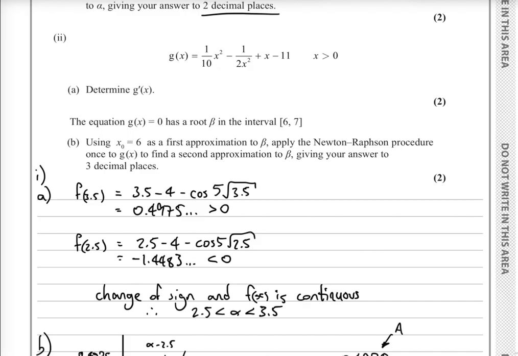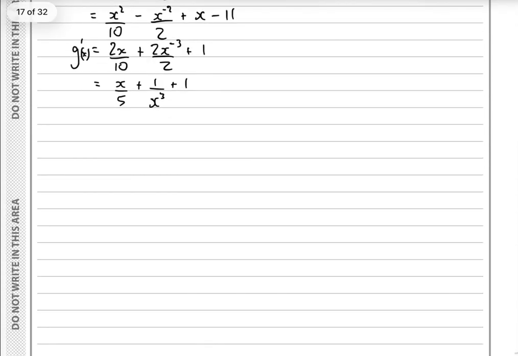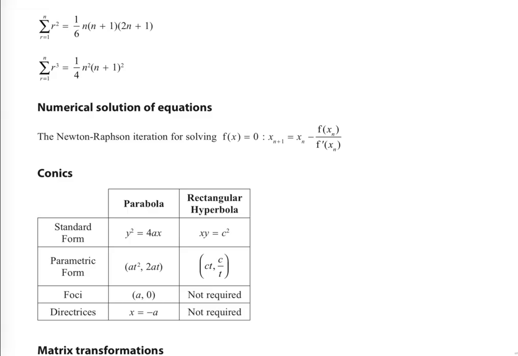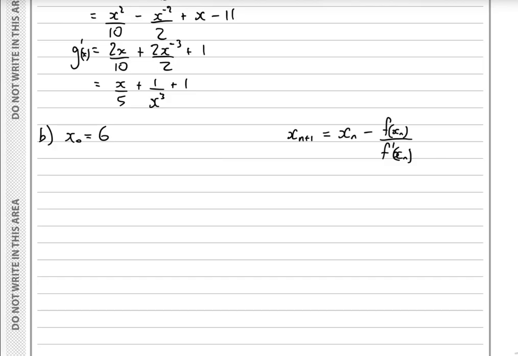Part B, the equation g of x equals 0 has a root beta in the interval 6 to 7, so we're using x naught equals 6 as the first approximation and applying Newton-Raphson. You're not expected to remember the Newton-Raphson formula, that's given in the formula booklet. So we've got x naught is equal to 6. And then here in the FP1 section of the booklet is the Newton-Raphson formula. So that's there on the side.